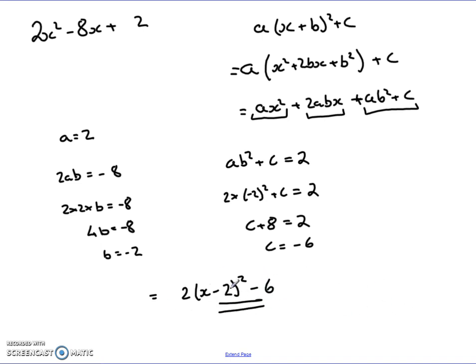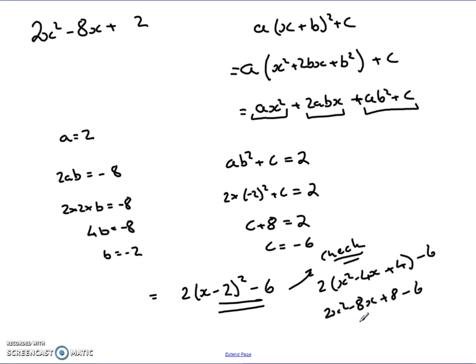And again, I've got my check I can do at this point just to make sure that I've got it right. So I'd expand the bracket, so I'd have 2 bracket x squared minus 4x plus 4, take away 6, multiply the bracket, and I get 2x squared minus 8x plus 8, take away 6, simplify it, and I get 2x squared minus 8x plus 2, my original expression. So that's two different techniques for doing the exact same thing that I've now got.